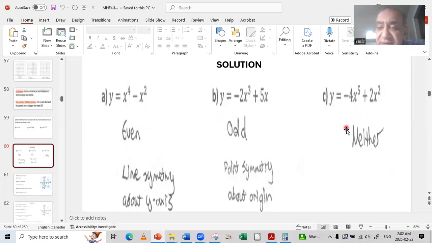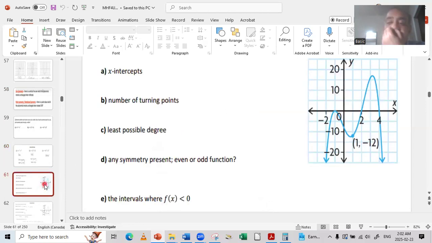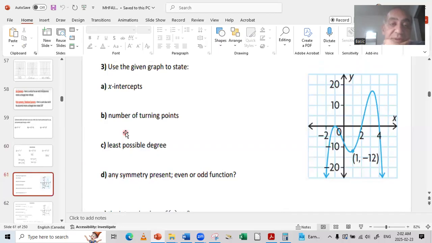Actually, this is neither odd nor even. By other meaning, because I have here power 5, and this is odd, and this is even, 2. For that reason, it's neither even nor odd. Okay, guys? Likewise, you have another example. You can do it. You have another example. You can do it as well.